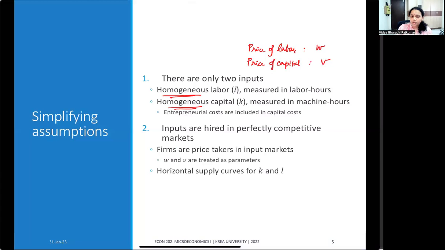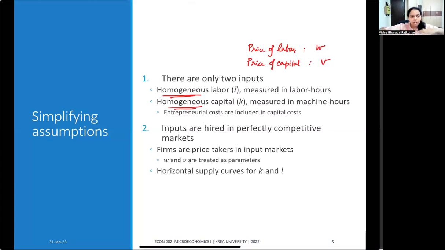And we're also going to assume that these inputs, labor and capital, are hired in what we call perfectly competitive markets. So these are markets where whatever is being sold in the market is available in abundance, and every single unit is identical to another. So in such scenarios, every unit will sell for the exact same price in the market. The best example for perfectly competitive markets is, say, the market for fruits and vegetables.